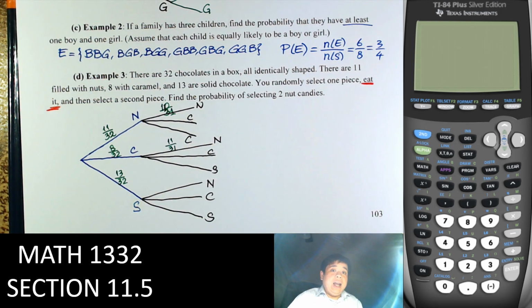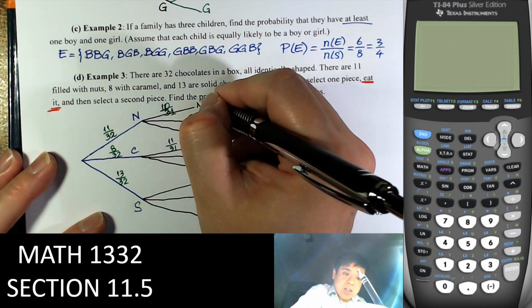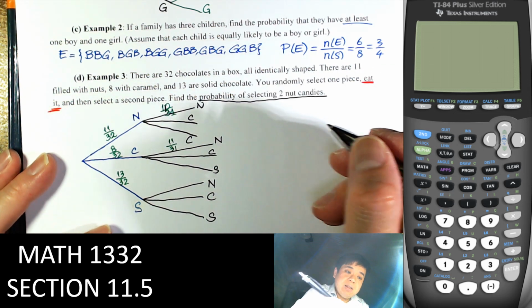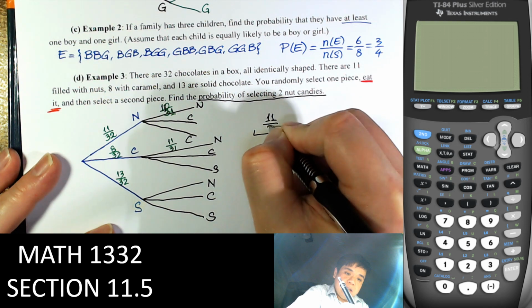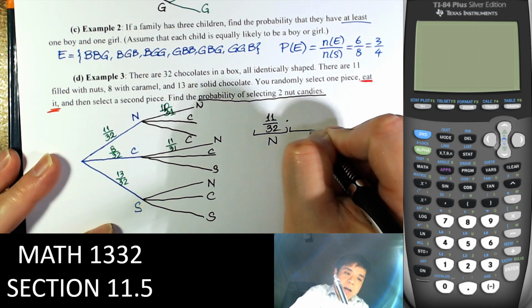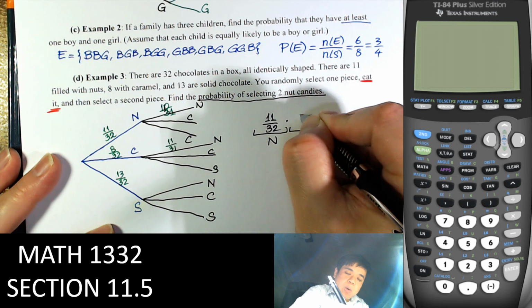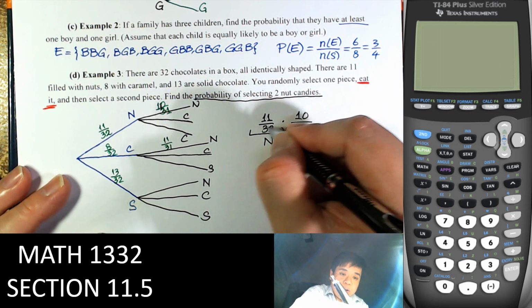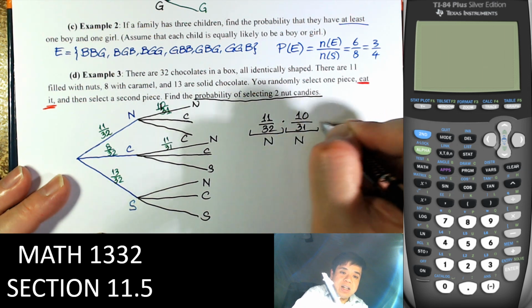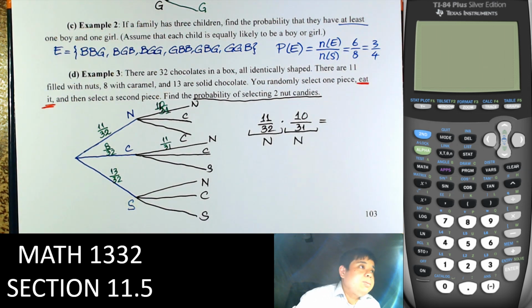After that, the question asks what is the probability of selecting 2 nut candies. The first one being a nut is 11 out of 32. The second one has to be a nut as well. If you ate the first one, there are only 10 nuts left, and you ate one, so there are 31 left. So that is the probability: multiply the top, 11 times 10, divided by the bottom, 32 times 31.